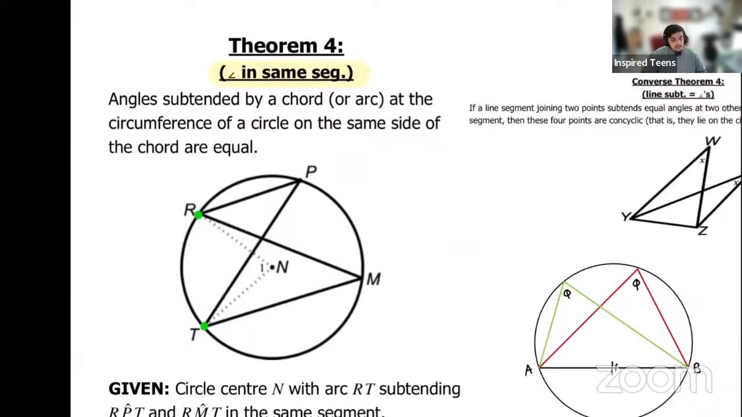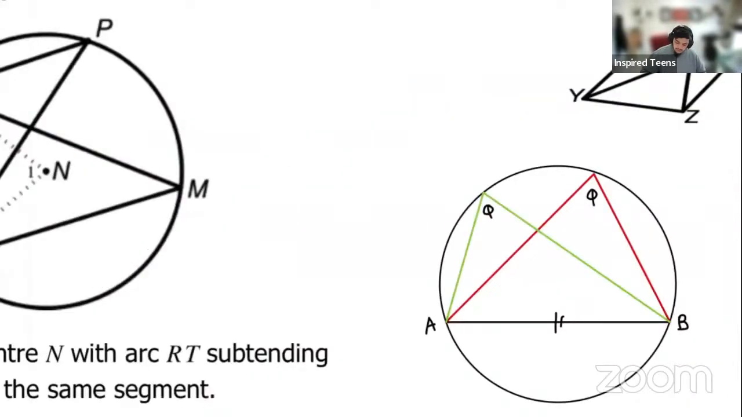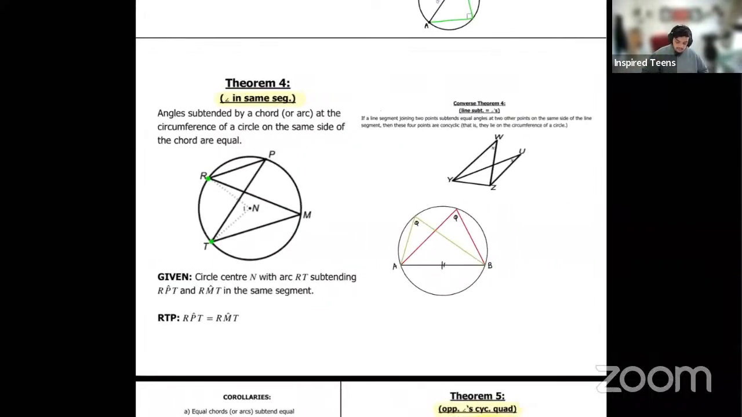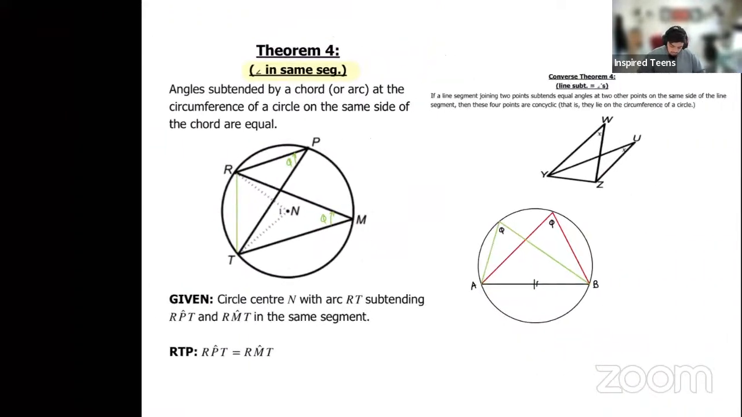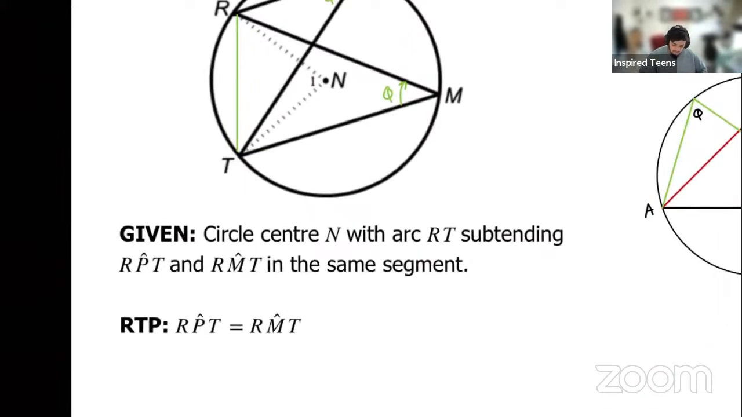If we look at them, they form this sort of shape, like a zigzag type thing. If we look at the example, we can see which chord we work with. We work with chord RT, and RT subtends angle M and angle P. Since it's subtended by the same chord within the same segment, they're equal to one another. So RPT is equal to RMT.